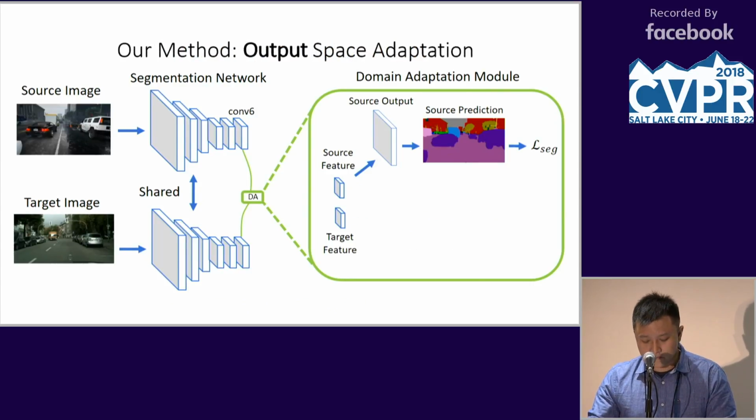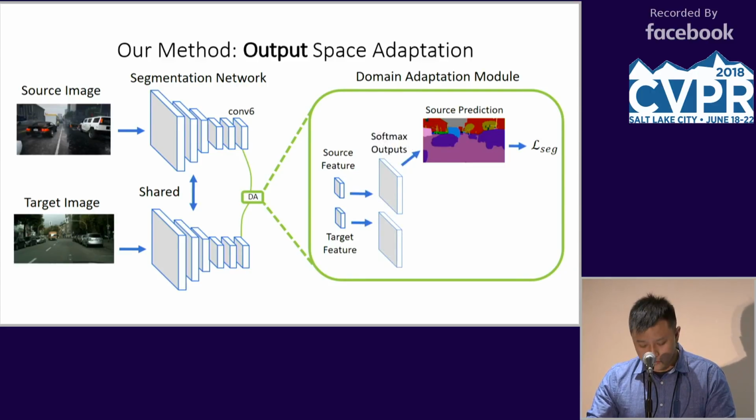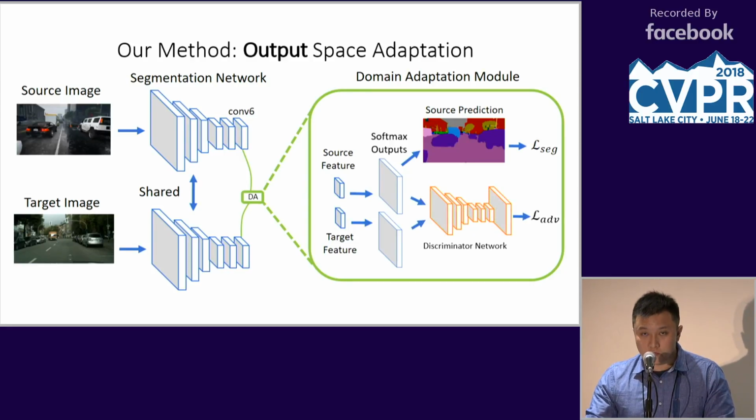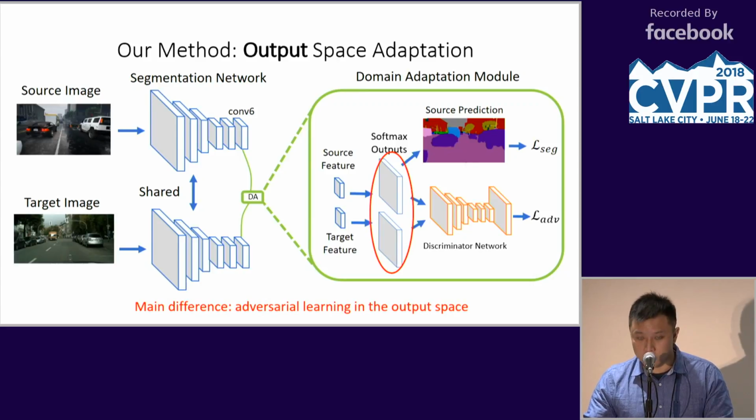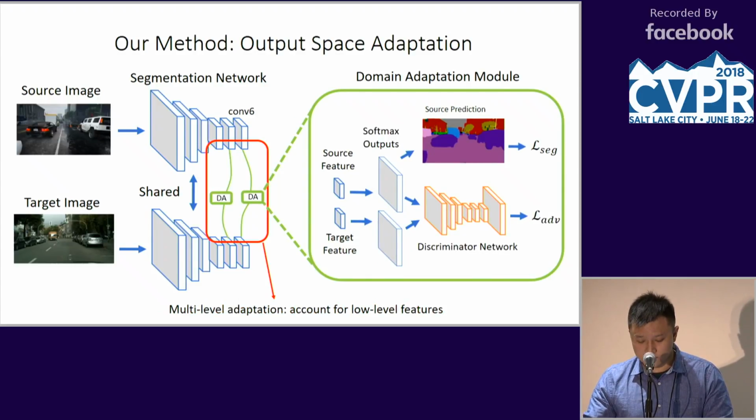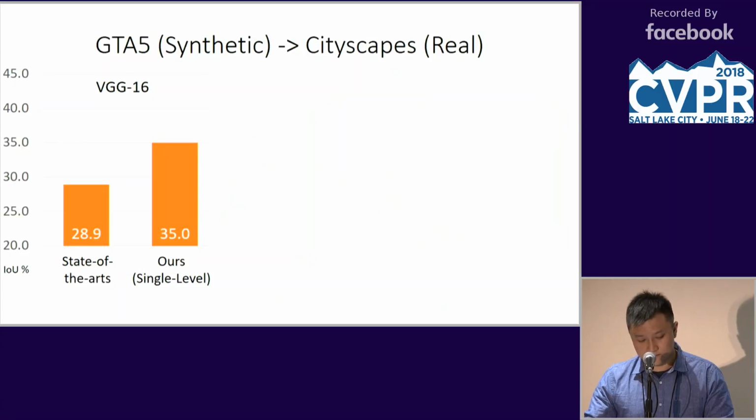Specifically, to transform the framework from feature adaptation to output space adaptation, what we have to do is to apply the softmax layer on both source and target features. Then we use the soft prediction maps as an input to the discriminator. In this way, the adversarial learning can better align the distribution of the structured output between the two domains. We also find that applying the domain adaptation module on multiple levels can better adapt the lower level features and improve the performance.